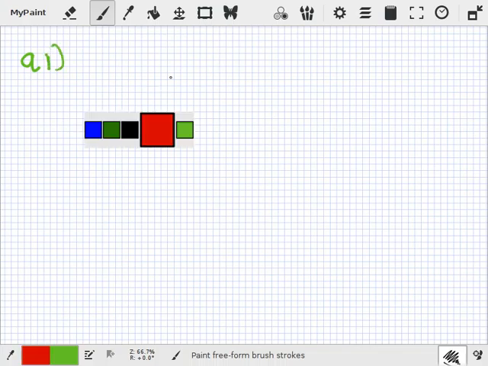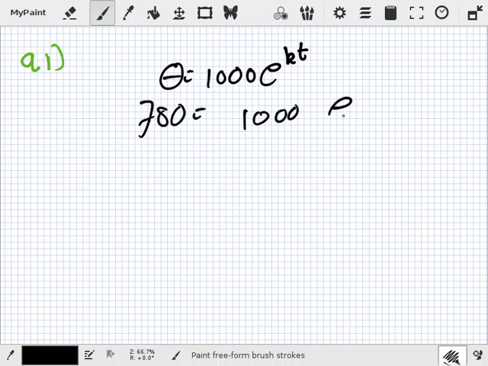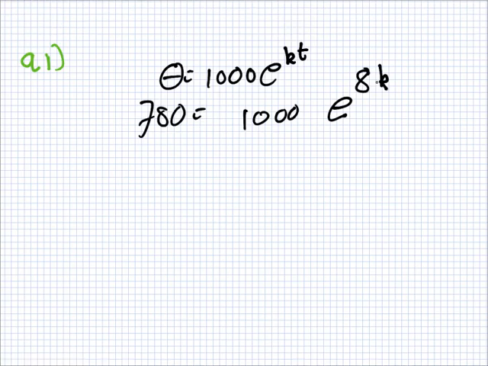A1. Theta, which is going to be equal to, what is it, 780? And what's the t? 8, isn't it? I got k is minus 0.0311.